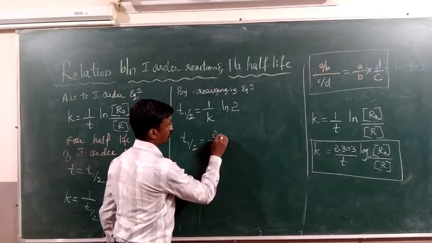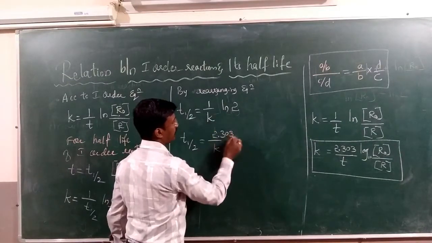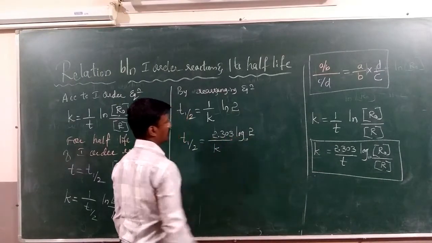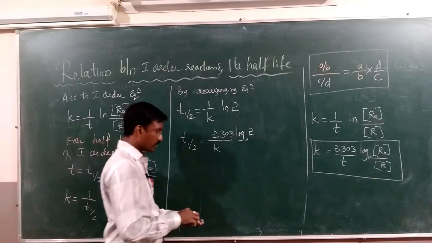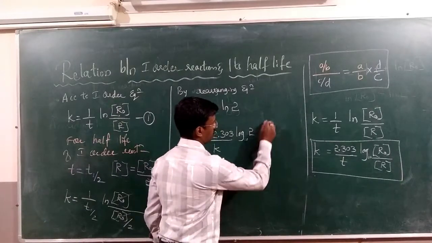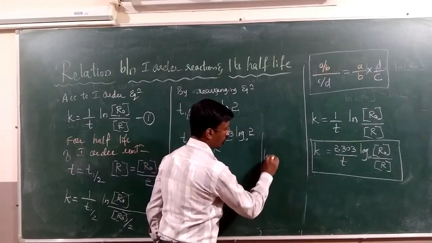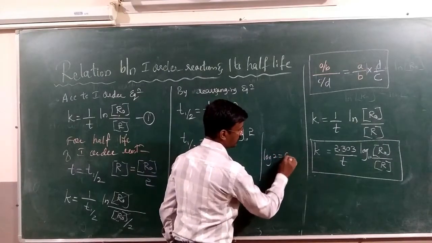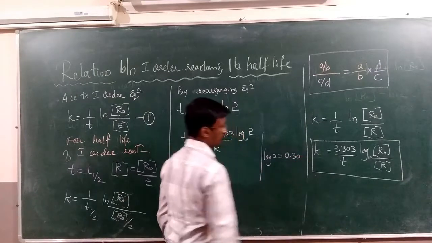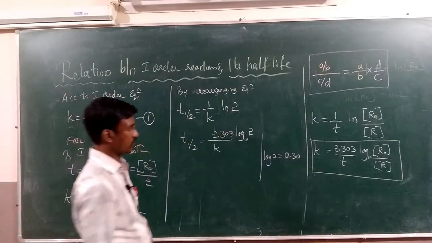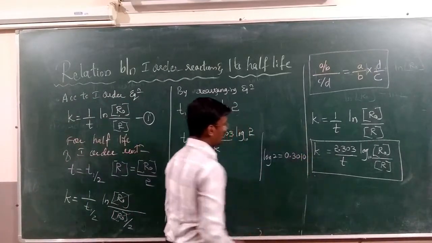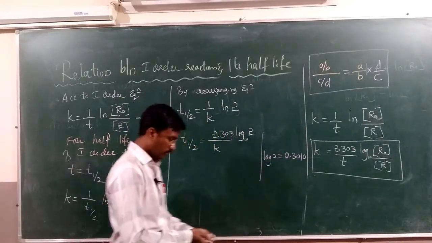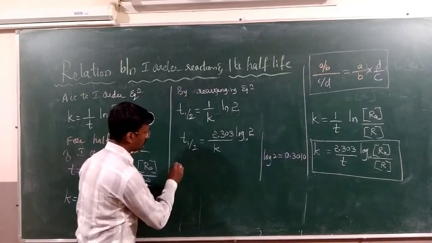We are converting ln 2 to log. Therefore, it becomes 2.303 times log 2 to the base 10. But we know that log 2 has the value 0.3010. Therefore, we will put that value.